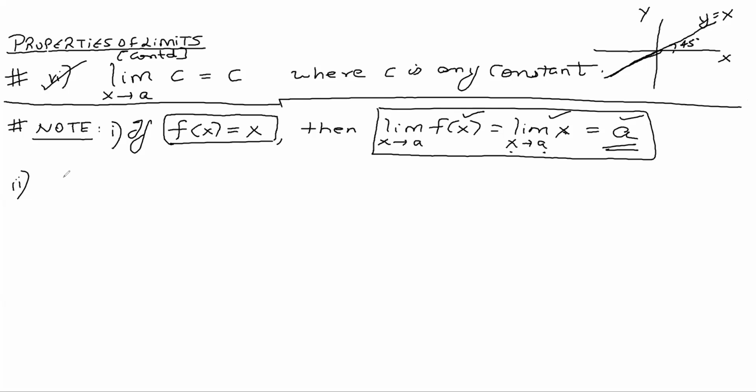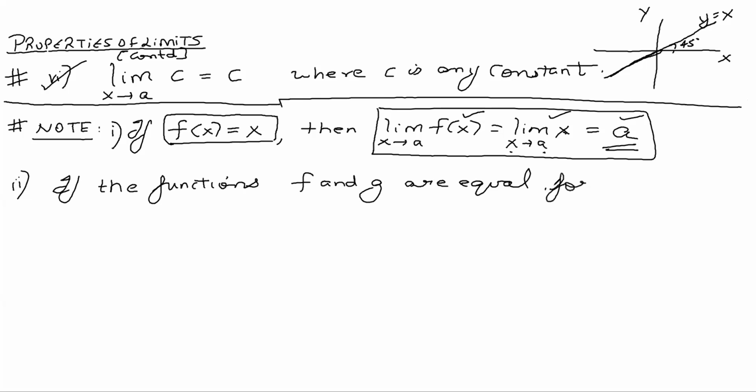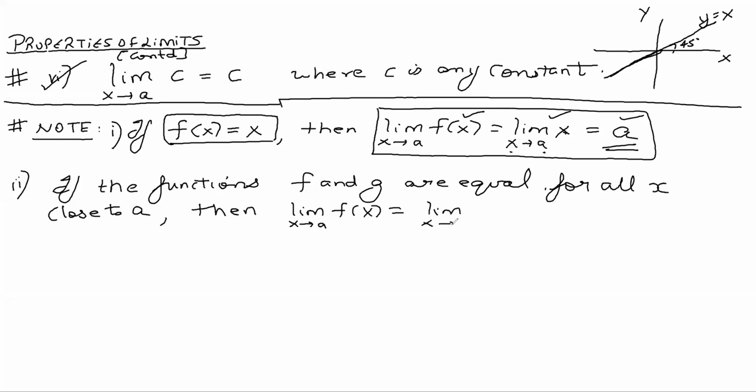The second point: if the functions f and g are equal for all x close to a, then the limit as x tends to a of f of x is exactly equal to the limit as x tends to a of g of x, whenever either limit exists.